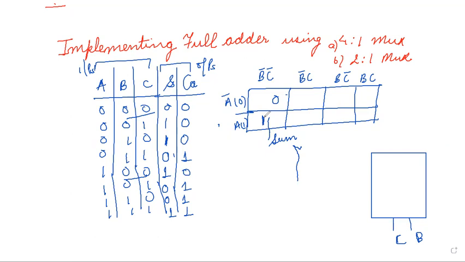Next for B bar C. So that is corresponding to the second row. So sum is 1 in this case, when A is 0, and the other is your sixth row. So in that case, sum is 0. Similarly here, so I fill it from the truth table.